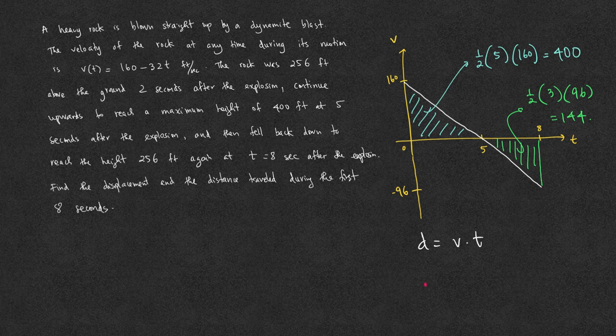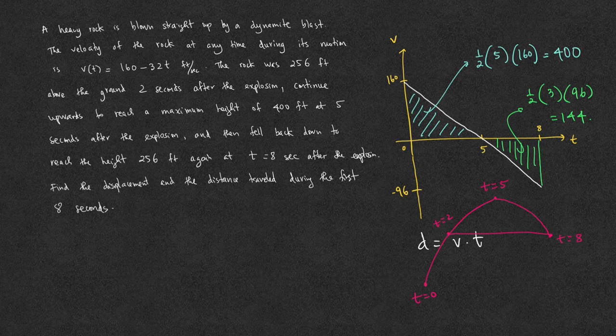And so we assume that when t equals 0, the rock is on the ground level, and when t equals 2, the rock is 256 feet above the ground level, and when t equals 5, that is when it reaches its maximum, and then it falls down after. And we're also told that when it falls down 8 seconds after the explosion, the height of the rock is the same as the height when it is 2 seconds after the explosion. And again, the maximum is 5 seconds after the explosion.